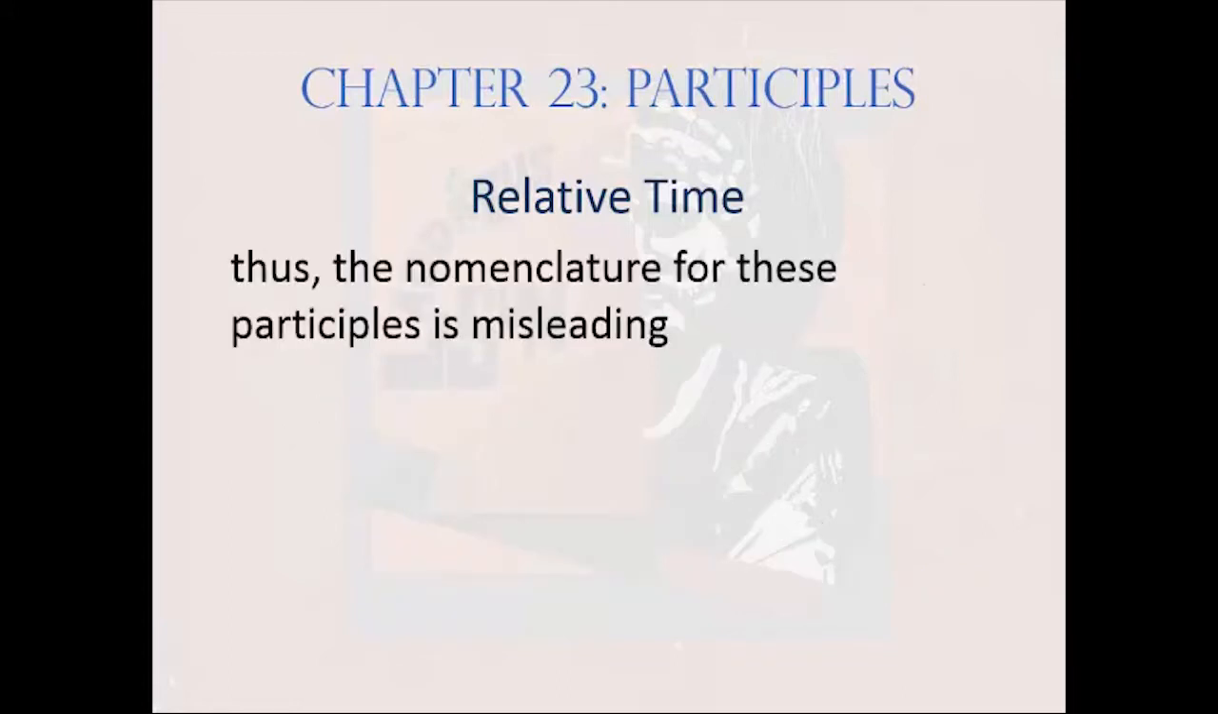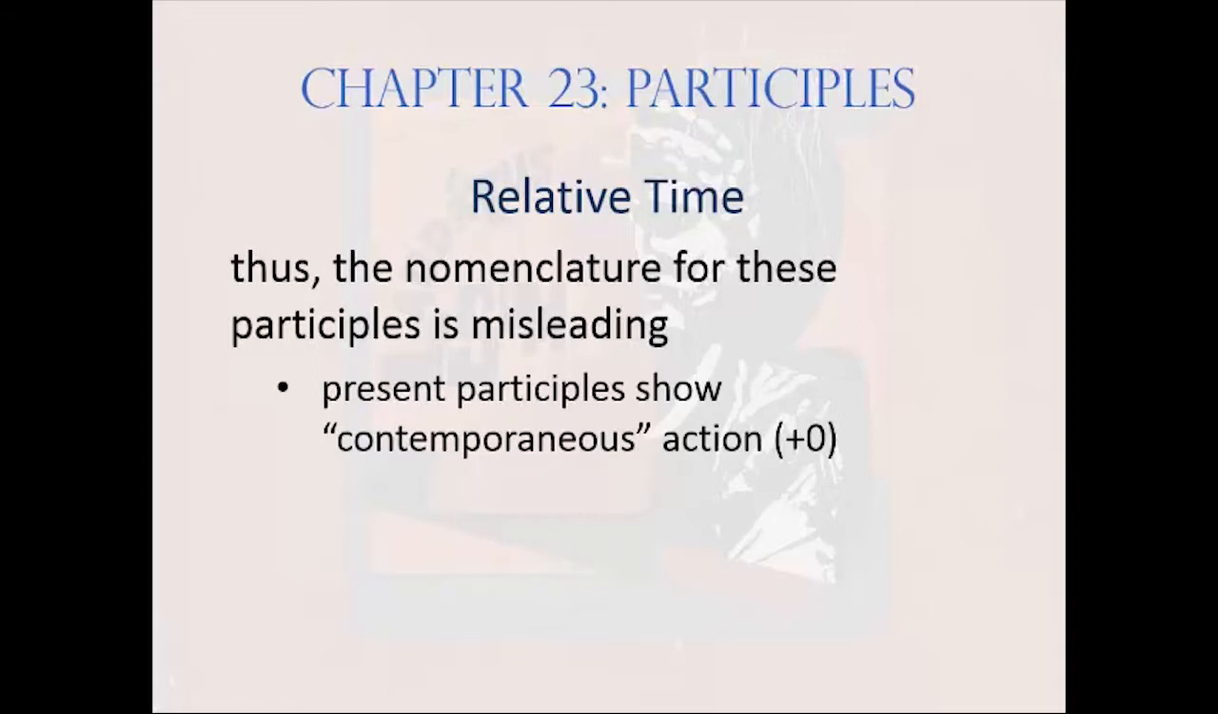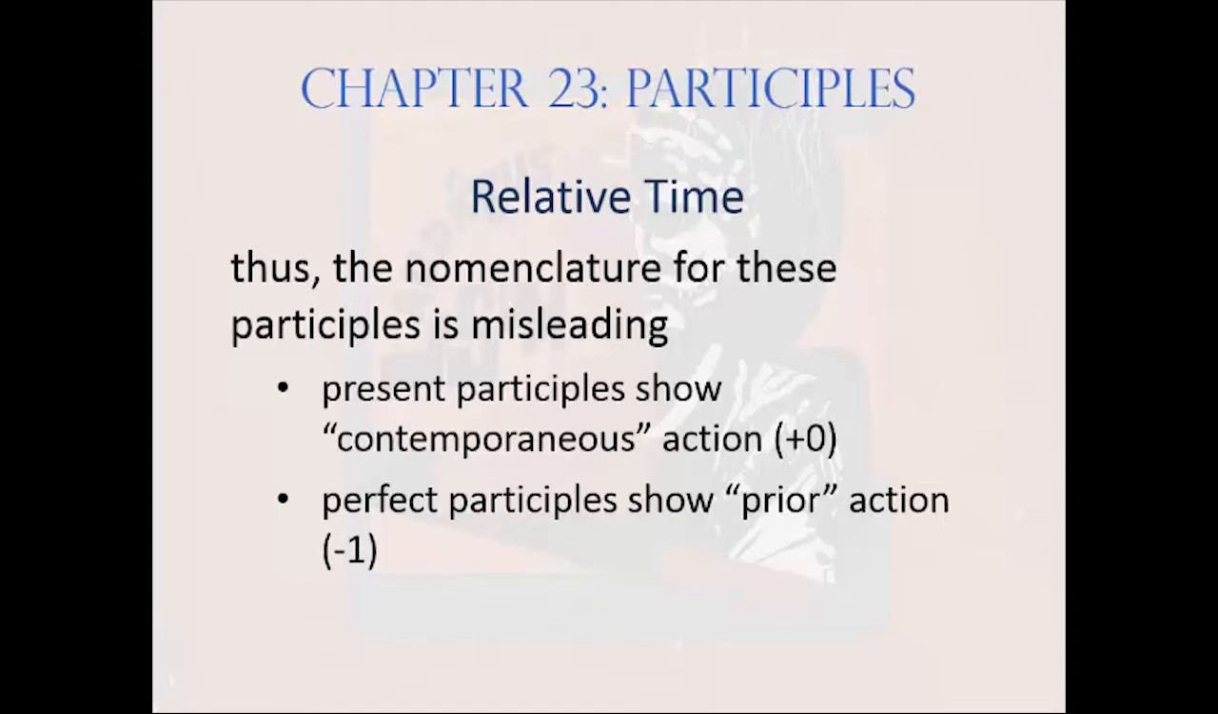The key point to understand is that the terminology for naming participles is misleading. If I were king of the universe, it's one of the first things I'd change. Present participles should be called contemporaneous. They have a +0 relative time value, which means they don't always show action that's happening now the way present tense finite verbs do. They show action that's happening at the same time as the main verb, that is, contemporaneously. Likewise, perfect participles have prior time value, -1, but that doesn't mean they're always perfect.